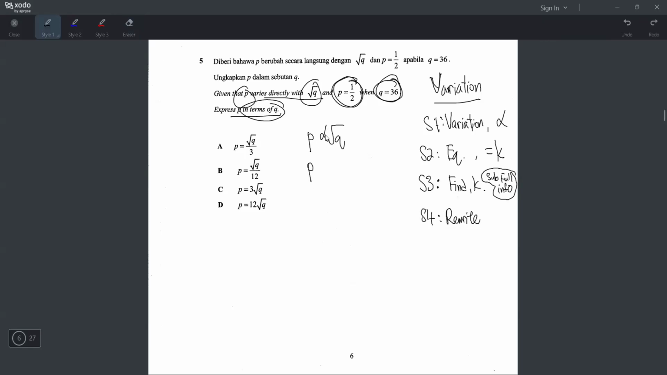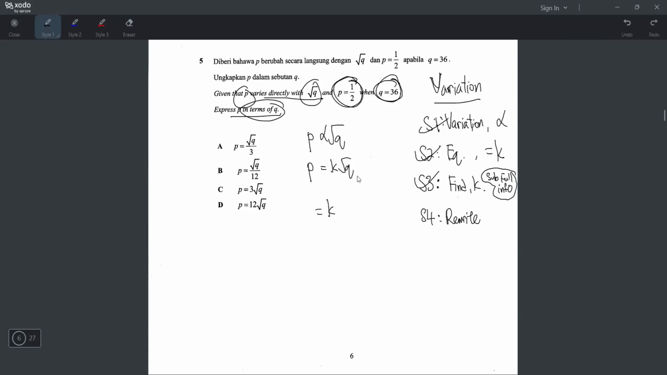So P, the relationship symbol you change to equal and you have to add a constant. And when you add, it becomes times relation, K times square root Q. Step 1 done, step 2 done. What is step 3? Find the K. But how to find K? You have to substitute the full information.